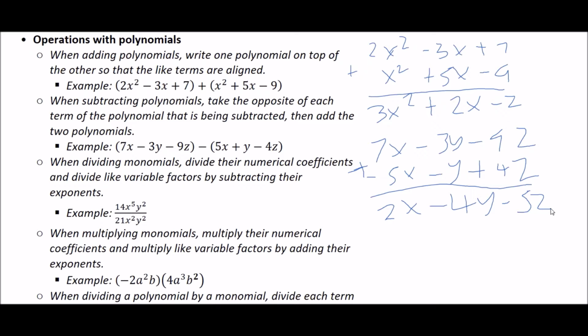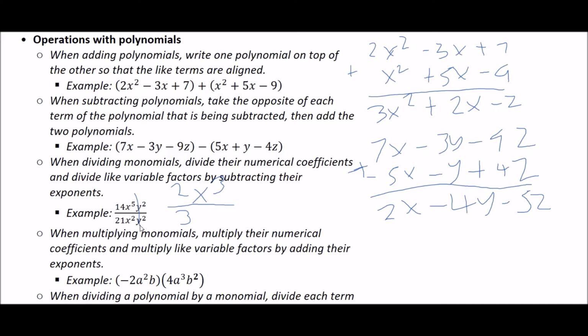Alright, we'll move on. When dividing monomials, divide their numerical coefficients and divide like variable factors by subtracting their exponents. So here we can simplify. 14 divided by 7 is 2. 21 divided by 7 is 3. When you divide and you have exponents, you subtract. So 5 minus 2 is 3. And with y, there's y squared in the numerator and y squared in the denominator, so those cancel out.